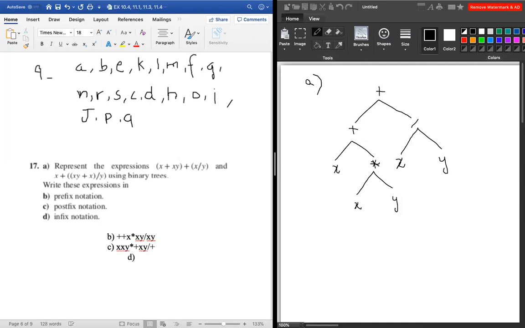Part D, the infix notation. It's going to be x plus x times y plus x divided by y. You can put it in a bracket.